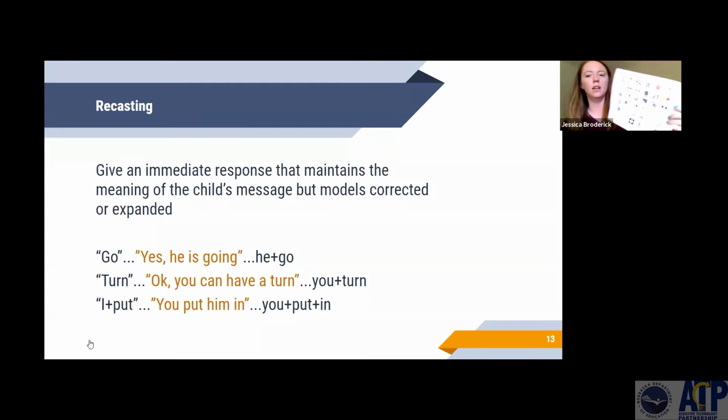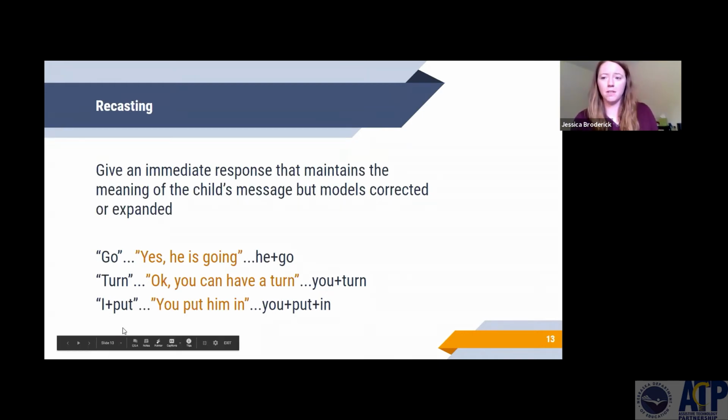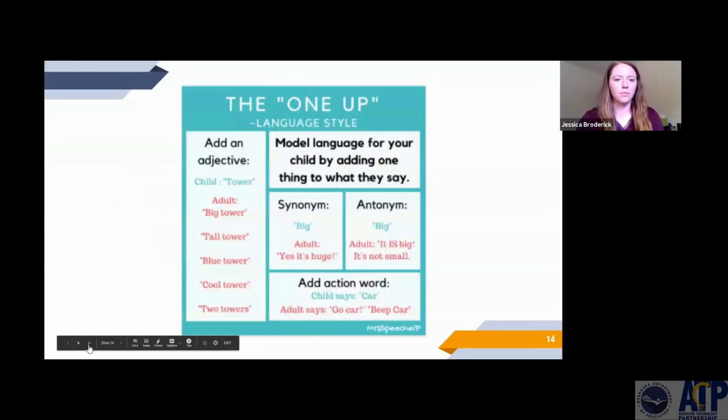You put him in. And what I'm modeling is you put him in. You put him in. And so I just took what that child was saying, those two words, I added one more thing. Kept the same meaning of the message, just am expanding on what the child is saying. And this, you know, if you have a student who's in 4 or 5 words, maybe what I'm communicating is a plural S or an ED or an ING or something like that.